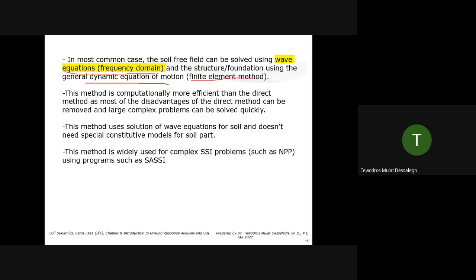This method is computationally more efficient than the direct method, as most of the disadvantages of the direct method can be removed and large complex problems can be solved. This method uses the solution of wave equations for soil and does not need a special constitutive model for the soil part. So for complex SSI problems such as nuclear power plants, in my experience, we use SSI software which is a combination of finite element and solving the wave propagation equations.